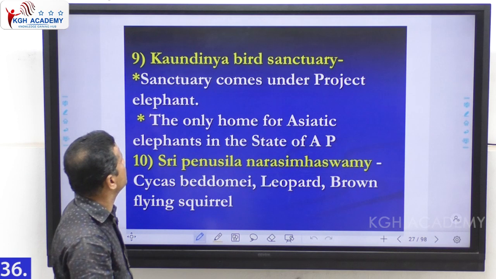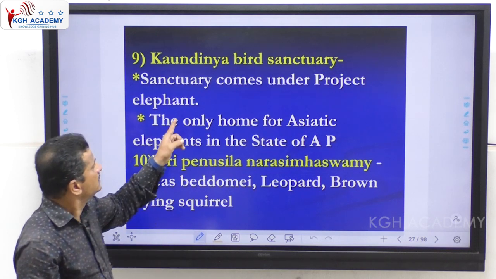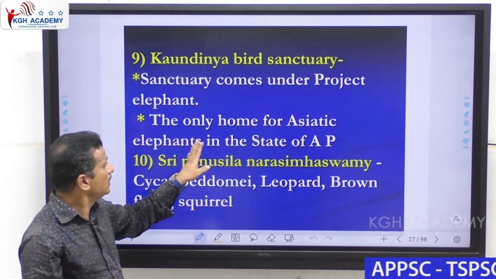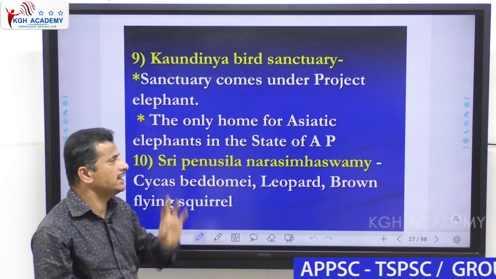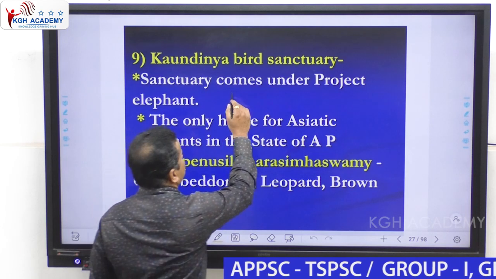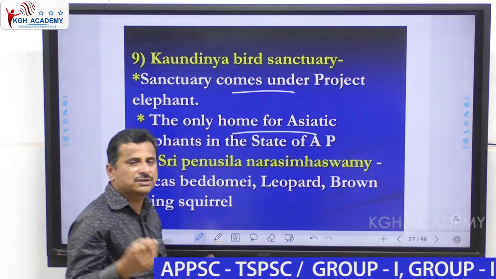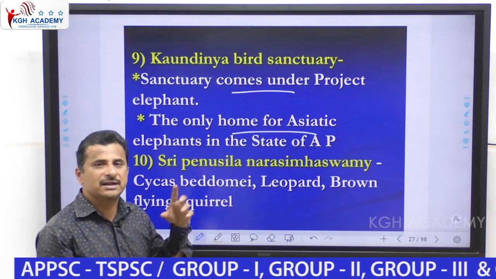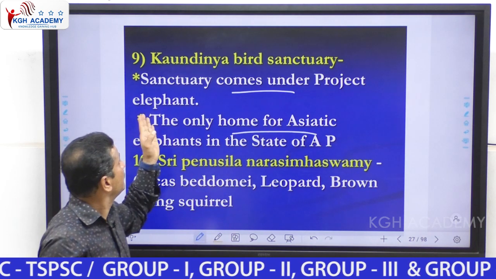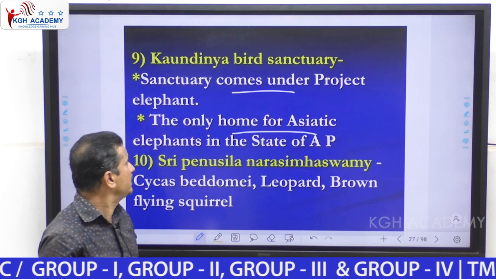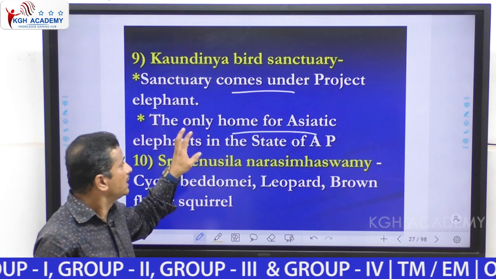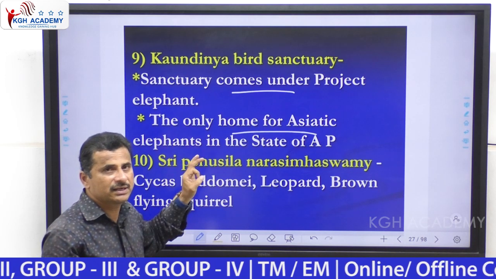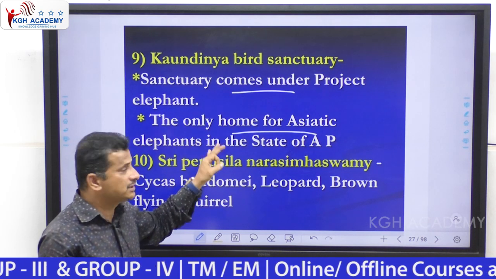And next, Kaundinya Bird Sanctuary. This sanctuary comes under Project Elephant and is the only home for the Asiatic elephant in the state of AP. So like this is a specialty. In which national park elephants are present, we can see the elephant biodiversity. So Kaundinya Bird Sanctuary comes under Project Elephant. The Government of India selected this sanctuary for Project Elephant.